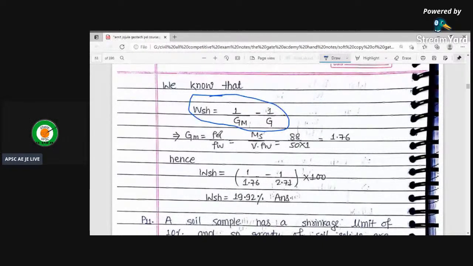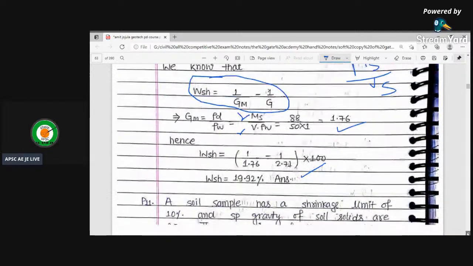Rho D is nothing but dry density. Dry density is nothing but mass of solid with respect to volume of solid. Our volume of solid দিয়া আছে 50, mass of solid আমাক দিয়া আছে 88 gram, rho W that is density আমাক দিয়া আছে 1 gram per cc, right? তেতিয়া আমি ফাইন্ড কৰিব পাৰো Gm ৰ ভ্যালুটো, Gm ভ্যালুটো আমি 1.76 পাই গ'লো। Okay, so G ৰ ভ্যালুটো আমাক দিয়া আছে কুৱেশ্যনত 2.71, so WS is nothing but 1 by 1.76 minus 1 by 2.71. Okay, so into 100% যদি আমি কৰি দিওঁ 19.92%. This is the formula for shrinkage limit.